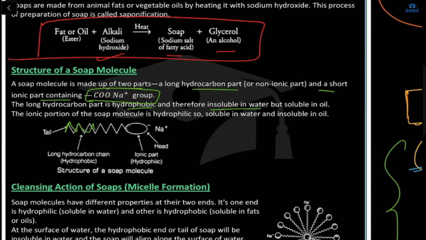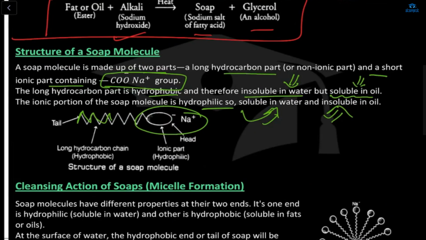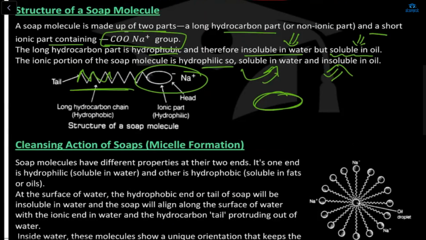This is insoluble in water, but it is soluble in soil. And what about the ionic portion? The ionic portion of the soap molecule is hydrophilic, which is soluble in water and insoluble in soil. So the zigzag part is hydrophobic. Zigzag means hydrophobic, and this circle part, which has the ionic portion, is hydrophilic, attracted towards the water.